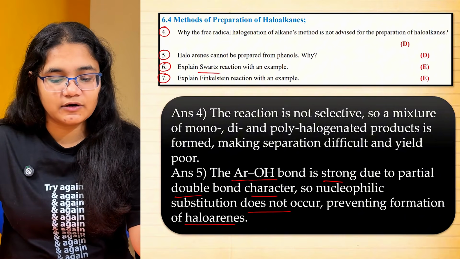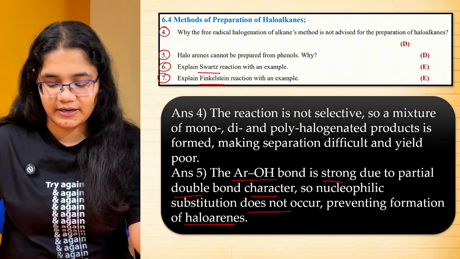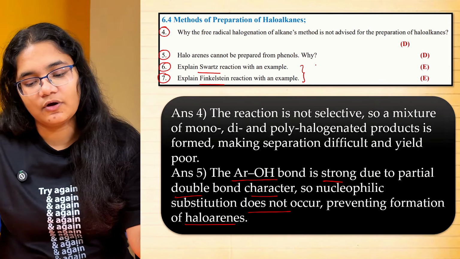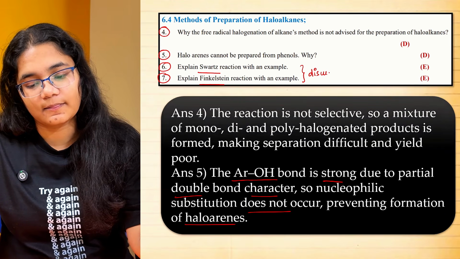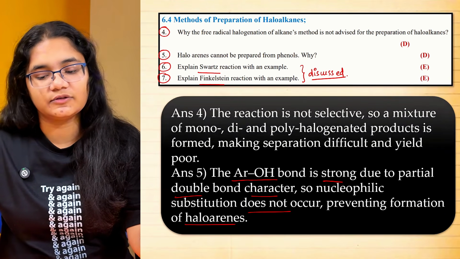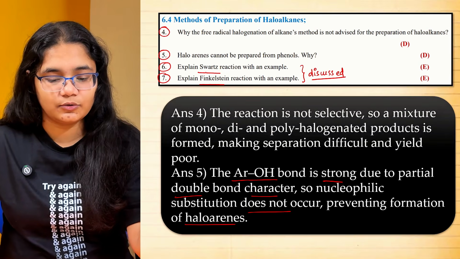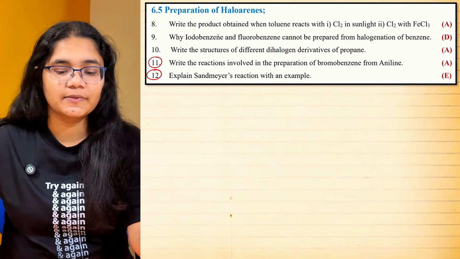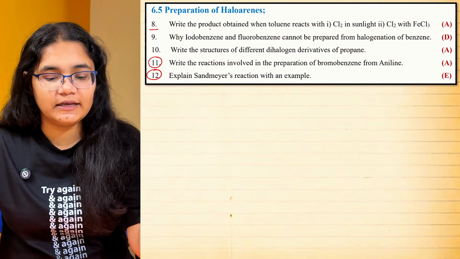Next question is Swarts reaction and Finkelstein reaction. Name reactions are very, very important, and I think both the reactions we have already discussed, so I'm not going over them again. You can just note down that these two questions will definitely be asked in the 2-marker section. Next, we'll go to question number 8 here.